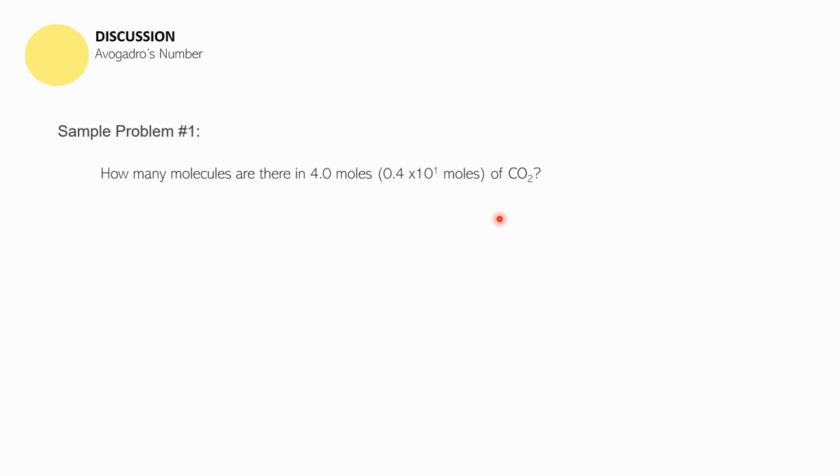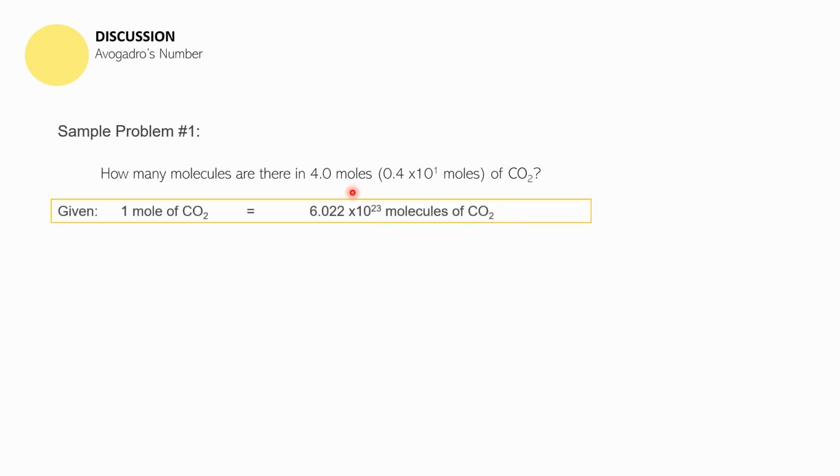because the procedure of this problem solving exercise uses scientific notation. The givens in this problem are the following: 4 moles of carbon dioxide, and we're looking for the number of molecules. One more given is that 1 mole of a covalent compound such as carbon dioxide is equal to 6.022 times 10 raised to the 23rd power molecules of carbon dioxide.